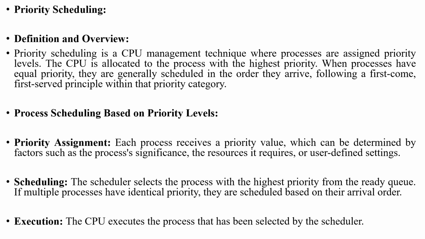Priority assignment. Each process receives a priority value which can be determined by factors such as the process significance, the resources it requires, or user defined settings. Scheduling. The scheduler selects the process with the highest priority from the ready queue. If multiple processes have identical priority, they are scheduled based on their arrival order. Execution. The CPU executes the process that has been selected by the scheduler.